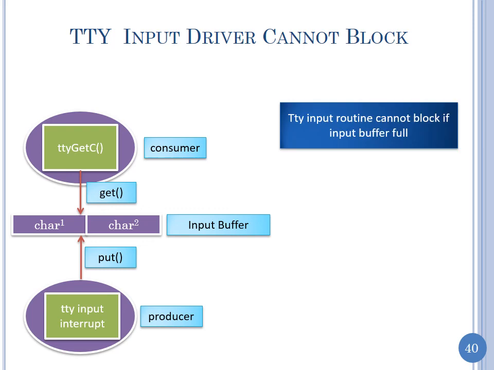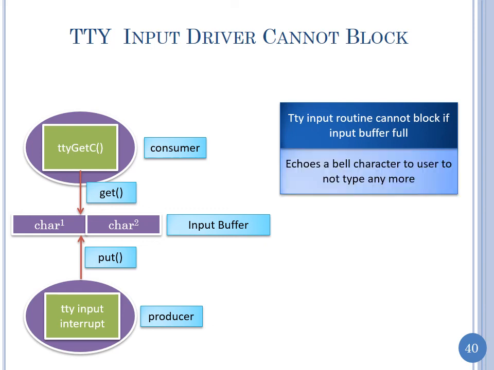This causes a problem. The TTY input routine cannot block if the input buffer is full. So here's a user frantically typing away. The thread that wants to input things is stalled, is not ready to input a character, and the buffer is full. The TTY input routine finds that, and what should it do? It really can't do much. So typically it tells the user, maybe by echoing a bell character, hey, don't type anymore because you will not be heard.